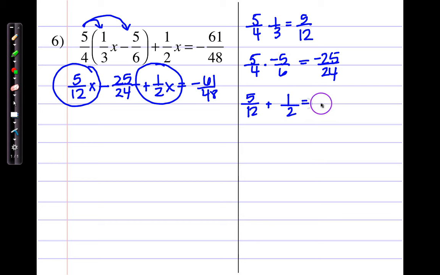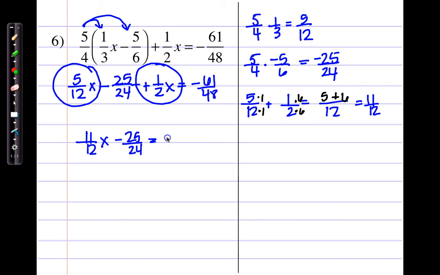My lowest common denominator is going to be a 12. So here, I didn't have to change it at all. You're basically multiplying by 1, so your numerator is still 5. Here, you're going to have to multiply by 6, so your new numerator is positive 6, which is going to leave me with 11/12. So here, I'm going to write 11/12 x minus 25 over 24 equals negative 61 over 48.